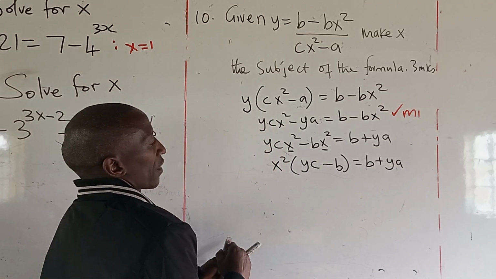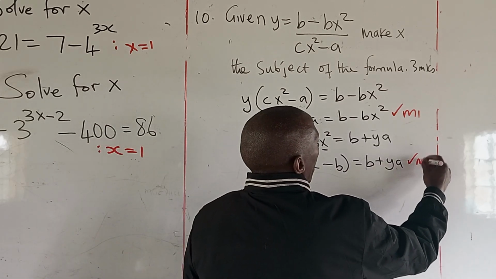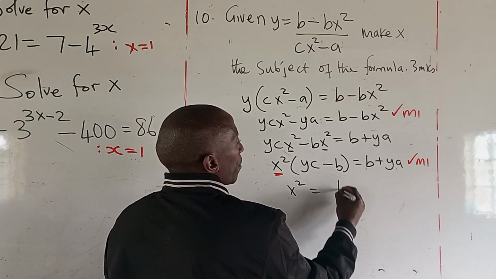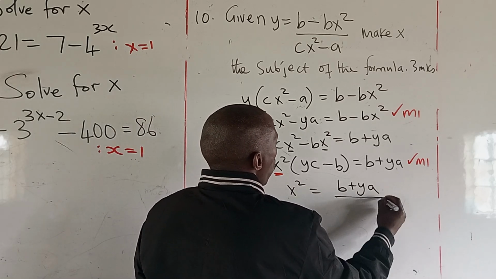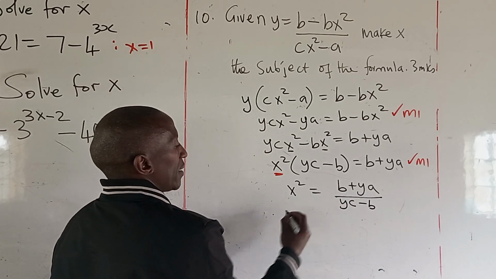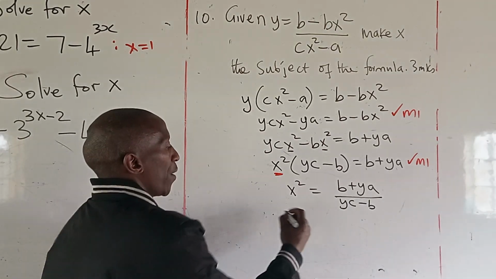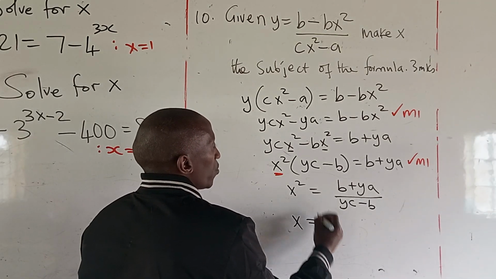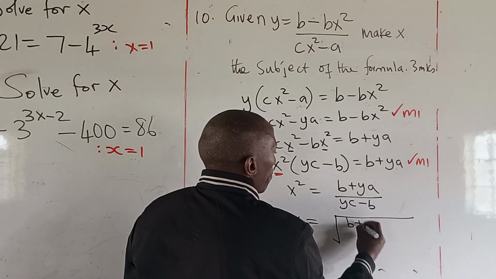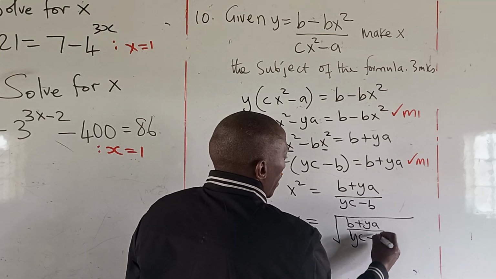And at that point, that aspect where x is now 1, x squared is 1, we are able to get an M1. In the last step, we have x squared is equal to b plus ya all over yc plus b. And this is the second step to concluding this, whereby we shall have x alone, which is what we were asked, being the square root of b plus ya all over yc plus b.